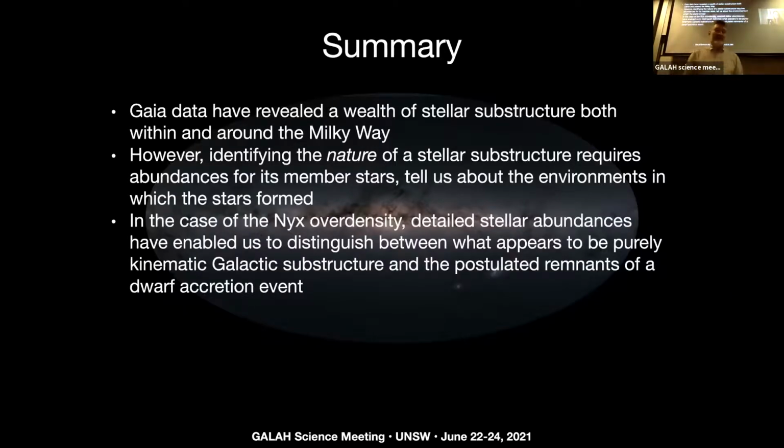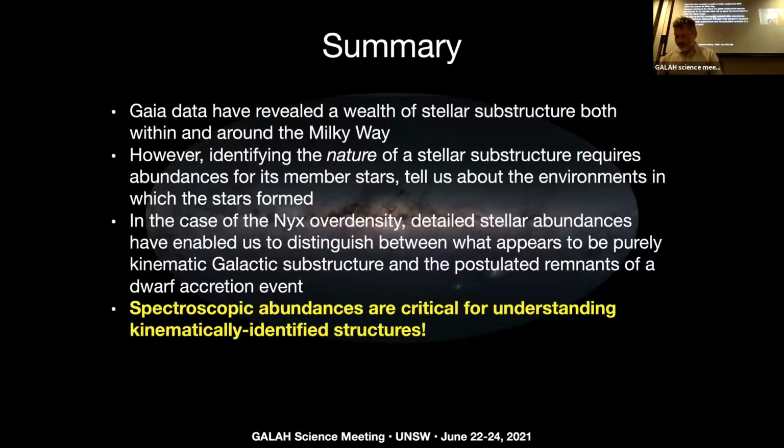Looking at the detailed stellar abundances for the Nyx overdensity, we've been able to distinguish between what appears to be a purely kinematic galactic substructure and what was claimed to be the remains of a dwarf accretion event. And so if I have a bottom line, punchline, moral of the story, spectroscopic abundances are really important for understanding any structures you identify kinematically.